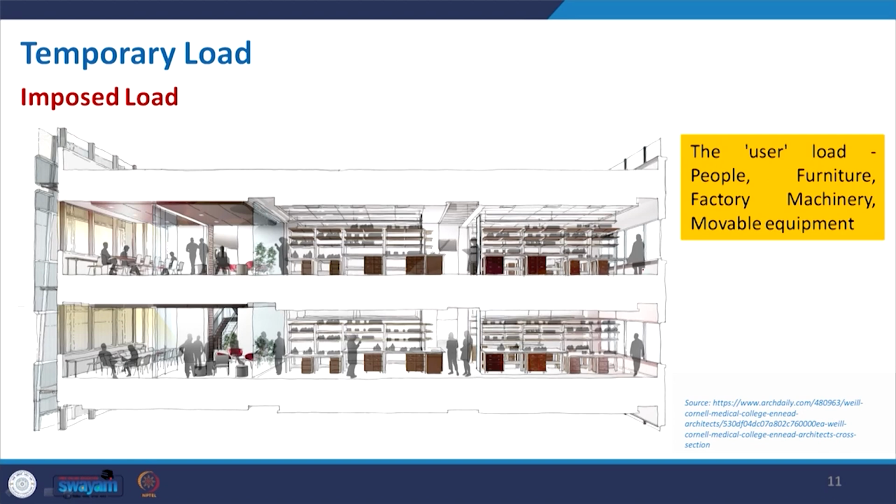So, here you can see this cross section. This is one schematic from a lab. This is the sitting area, this is the lab area. Including all this, even those lab equipment and furniture, everything will add to the imposed load, and again, as we discussed, that is live load.